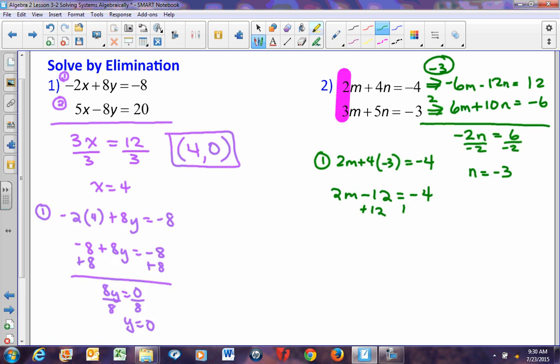And 12, 2m, negative 4 plus 12 is 8. So 2m equals 8, so m equals 4. So the solution to this system is 4 comma negative 3. Make sure you always put them in order.